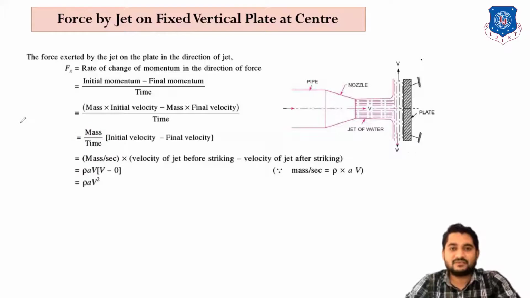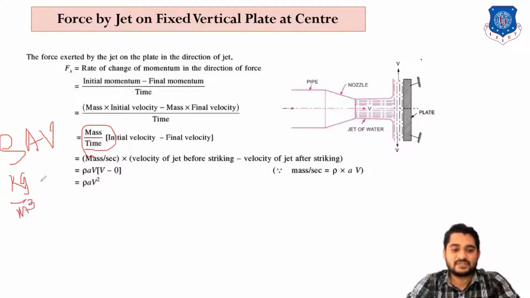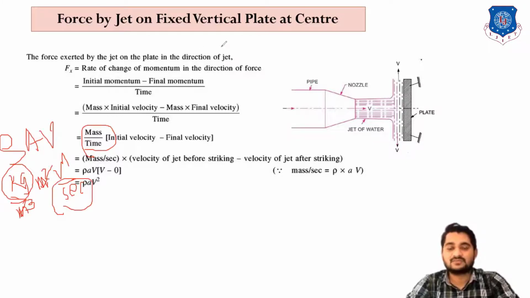So let us derive the SI unit of mass flow rate. Here mass by time is equal to rho a v. That means for rho, density is in kg per meter cube, area will be in meter square, and velocity will be in meter per second. So the meter cube gets cancelled. So kg per second, that is known as mass flow rate.